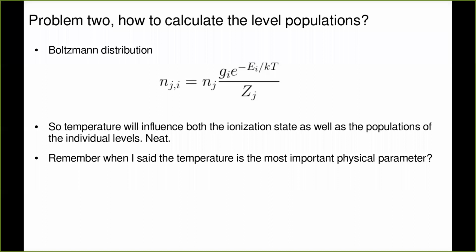And it's going to be equal to what? Well, it has to be proportional to the total number of particles in the ionization state J, times the statistical weight of that level. Statistical weight simply tells me the more ways I have to put an electron in this level, the more this level is going to be populated, times this factor here, which looks very similar to the one in the Saha equation, e to the minus level energy over kT, and I have this partition function here again.